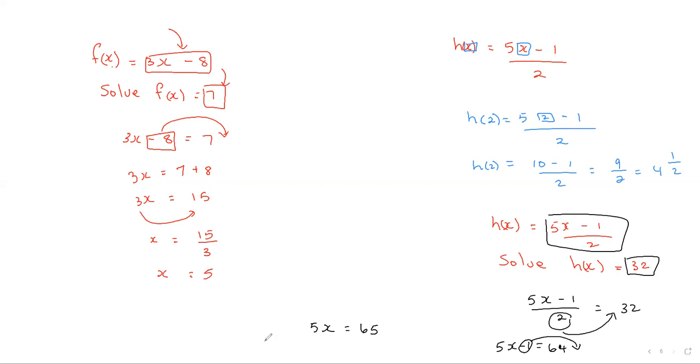And then I want x alone. So I'm going to carry across the 5, which was multiplying. So when it goes across, it's going to become dividing. So 65 divided by 5, that would be 13.